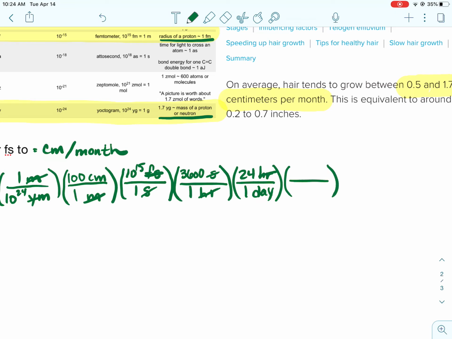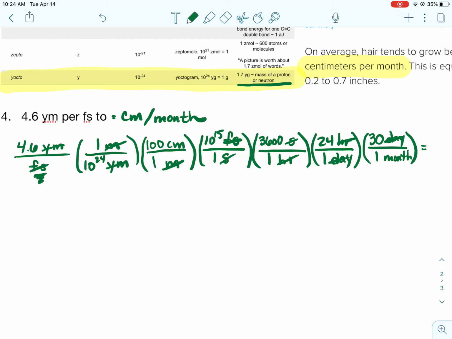I know there are 24 hours in 1 day. So that will cancel hours. All right, and then we want to go to months. Now the days of the month change depending on what month it is, but I would say on average there's 30 days in 1 month. Now if you use 31, it would be fine. I think we would still get something in the correct range. Okay, so we have a lot going on here.